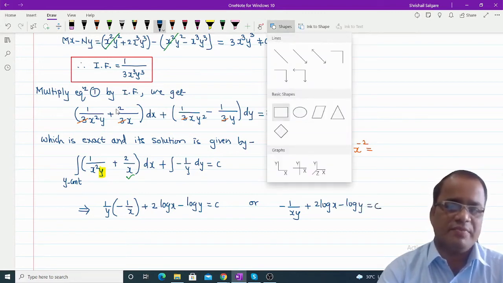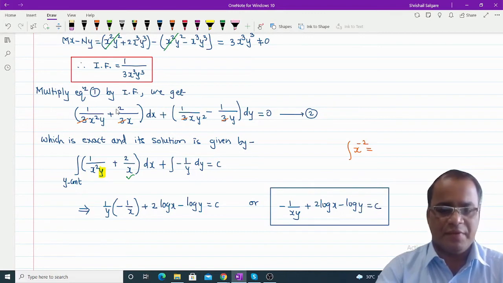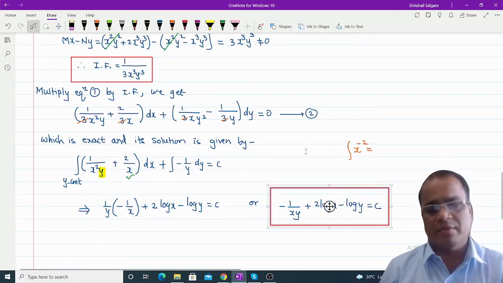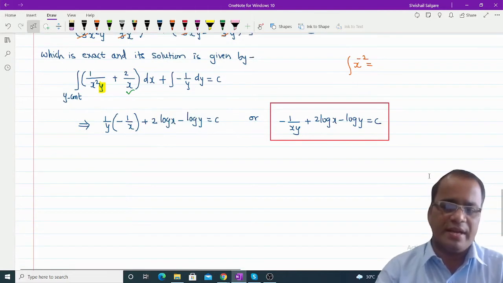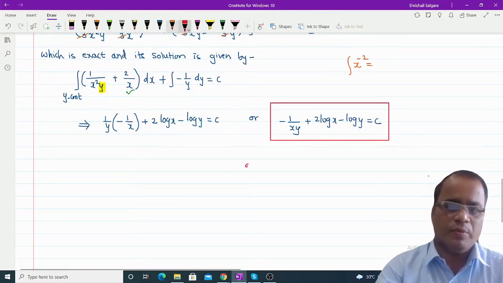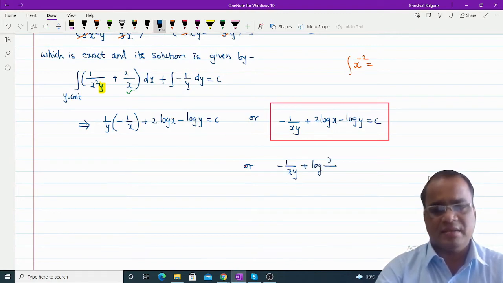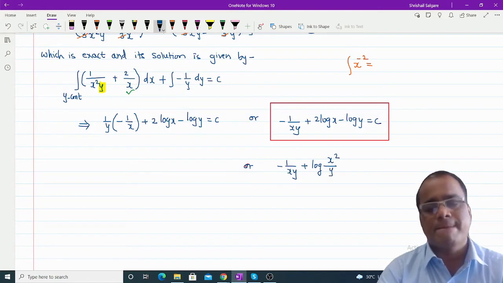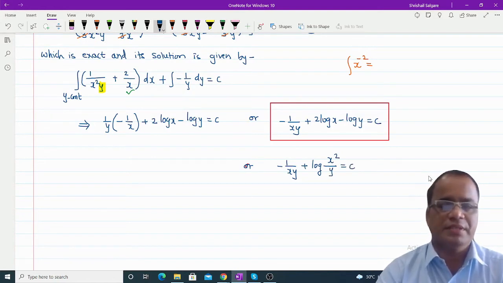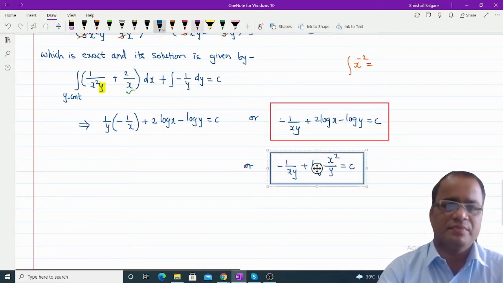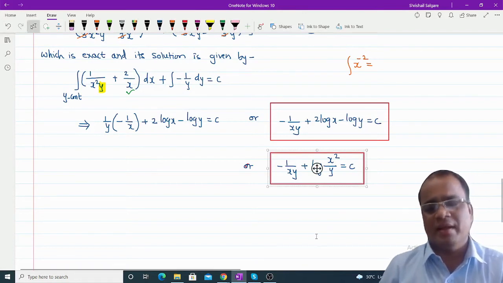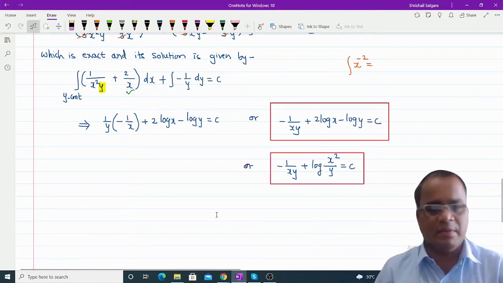So I will advise, don't simplify the answer. You may keep it as it is. If each term is coming in logarithm, in that case you may think of that. Or if you are comfortable, you may write my first term as 1 upon x minus 1 upon xy as it is, plus, using two properties simultaneously, x square upon y equal to c. Either first or second. So I will advise don't simplify. Keep it as it is. While simplifying, again you may do some wrong calculation. That's why it will be better if you keep it as it is.